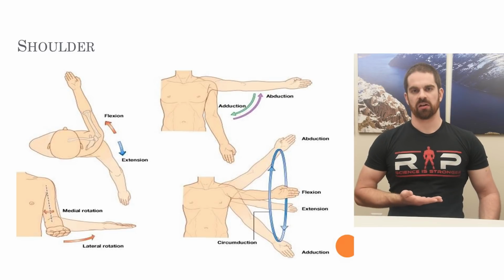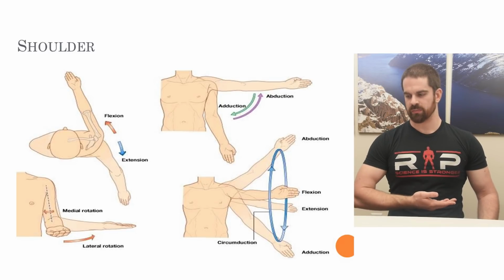We can also do medial and lateral rotation. So lateral rotation would be moving my arm or my humerus and rotating it away from the midline. Medial rotation would be moving my arm back towards the midline of the body.